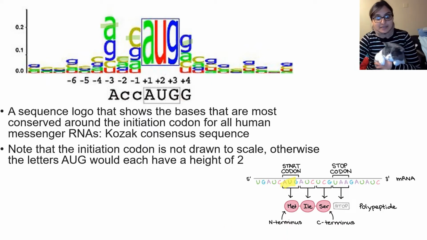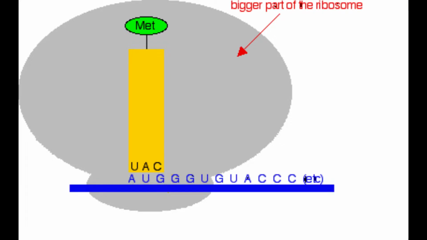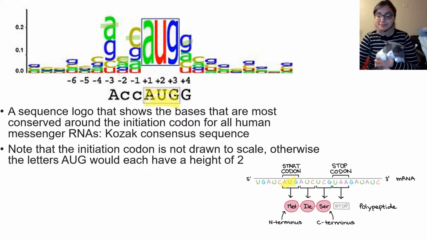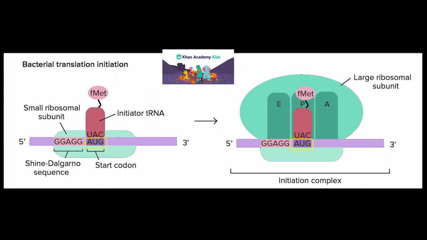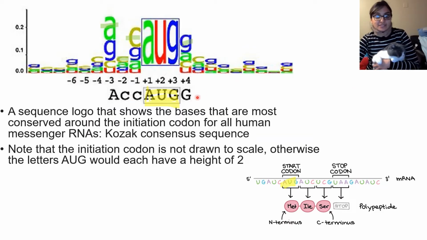But this one is uniformly the start of all polypeptide chains. It's always AUG. This is the Kozak consensus sequence: ACC and G after. These are the bases that tend to be the most conserved around the initiation codon for all human messenger RNAs. If you look around here, there's not as much information here or here. So we really are just sticking with this here.